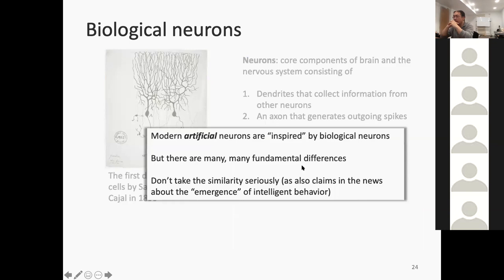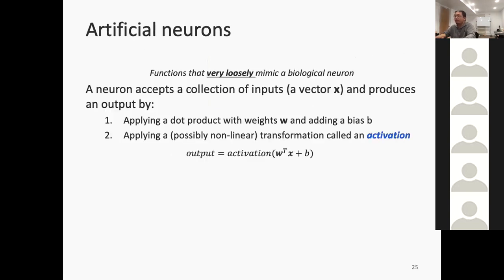But here I want to emphasize, at most we can say the modern artificial neurons are inspired by biological neurons, but never view them as close relatives. Actually, any serious neuroscientist, I mean biological neuroscientist, refuses to admit any closeness between the artificial neural network and the biological neural network, because artificial neural networks lack many fundamental functions of biological neurons. So don't take the similarity seriously. You can just use it as an analogy, but it's not a rigorous analogy.